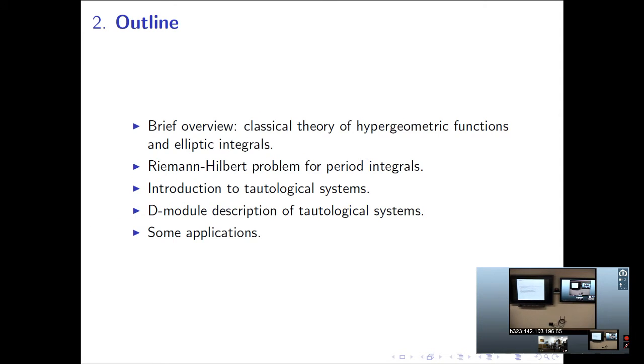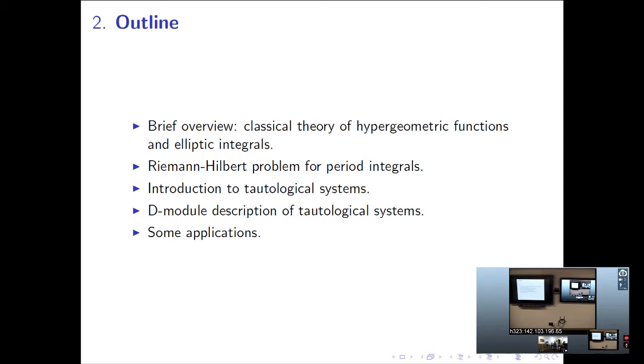And so this is an outline. First, I'm going to briefly talk about the classical theory of integrals and the differential equation that they satisfy, called hypergeometric equations. Then I'll talk about the higher dimensional generalizations, which can be called period integrals, and formulate the same question of trying to find differential equations for these period integrals, which can be stated as a Riemann-Hilbert problem.